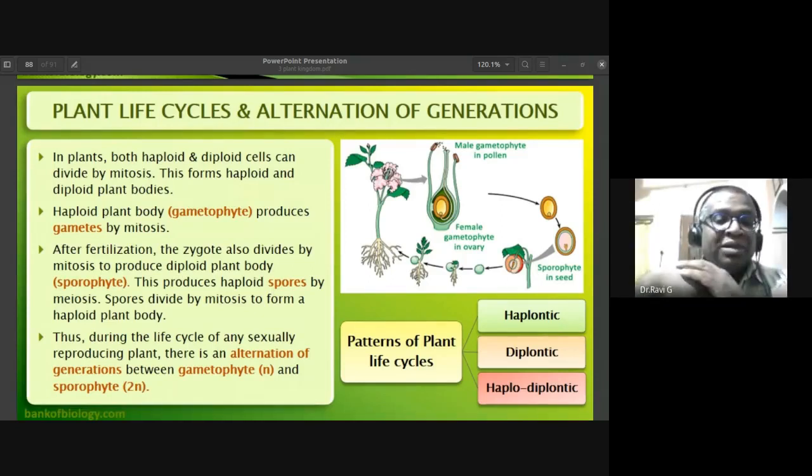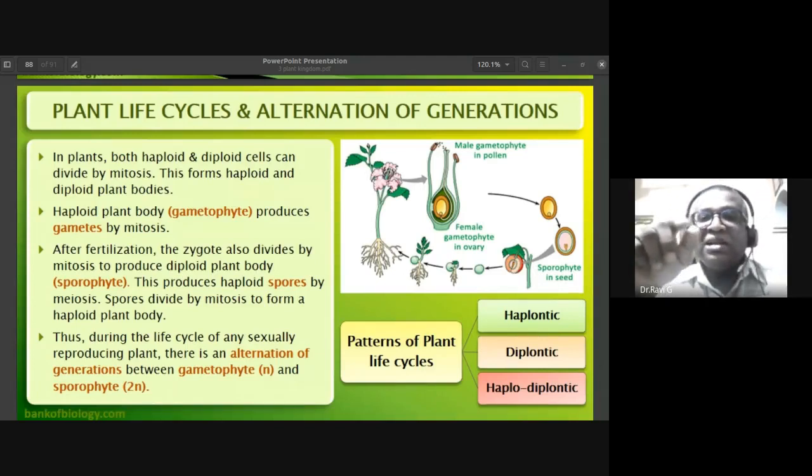Thus, during the life cycle of any sexually reproducing plant, there is alternation of generation. There is an alternation of generation between the gametophyte, which is haploid, and the sporophyte, which is diploid. The haploid condition we always represent by n, and the diploid condition we write as 2n. Haploid means a single set of chromosomes. Diploid means two sets of chromosomes.